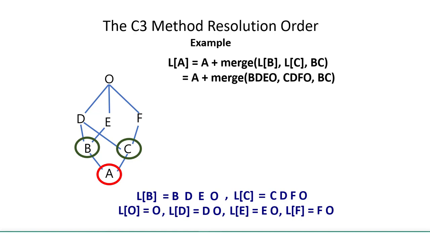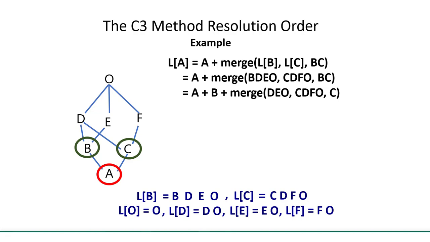To start with, we are going to pick up the head of the first list, BDEO, and verify if it's part of the tail of any of the remaining lists. And we can clearly see that B is not part of the tail of any of the remaining lists, and hence we are going to remove the class B and add it to class A, and we have the new list as part of our merge function.